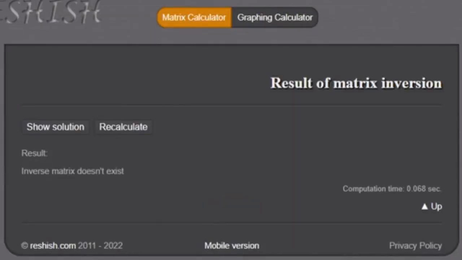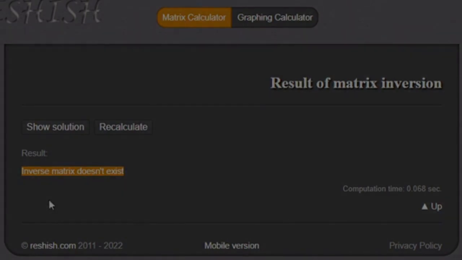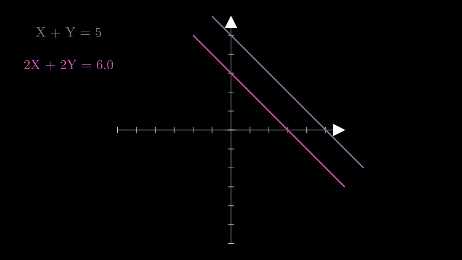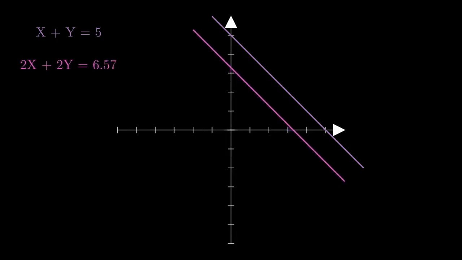Here we can see our first issue. It seems like not all square matrices have an inverse. It makes sense that not all matrices have an inverse because not all systems of equations have a solution. For example, if x plus y equals 5, then 2x plus 2y has to equal 10. But on the other hand, if x plus y equals 5, then 2x plus 3y could be literally anything.